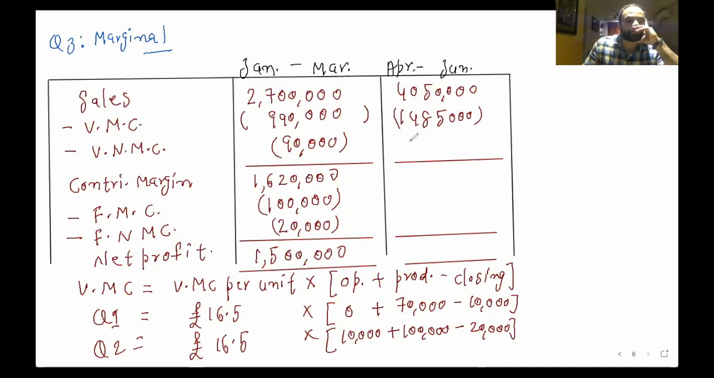Now variable non-manufacturing cost. How much is variable non-manufacturing for April to June? 135,000. All right. So how much is the contribution margin for second quarter? $2,430,000. And how much is your fixed manufacturing cost?